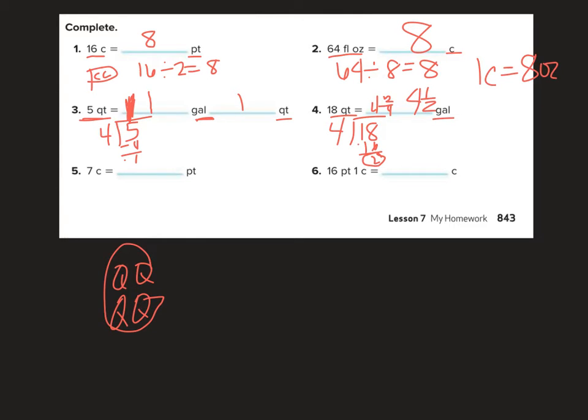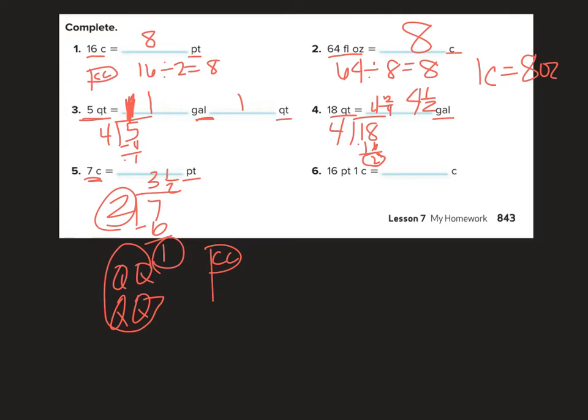Okay, so cups to pints. We know that in our pint we can fit 2 cups. 2 cups equals 1 pint. Okay, so 7 cups would be how many pints? We'd have to divide 7 divided by 2, 3, minus 6, 1. Here's my numerator, here's my denominator, 3.5 pints.